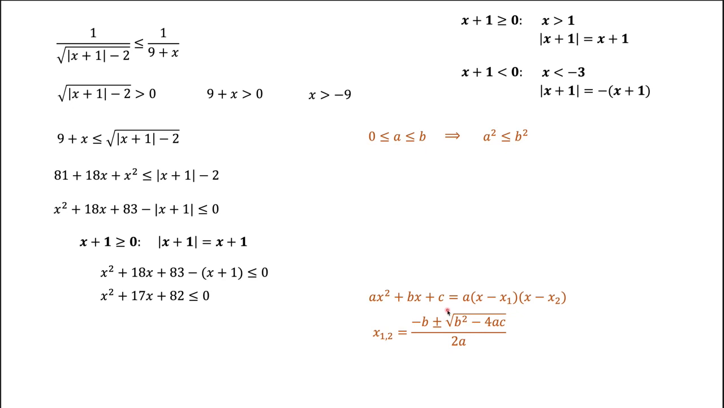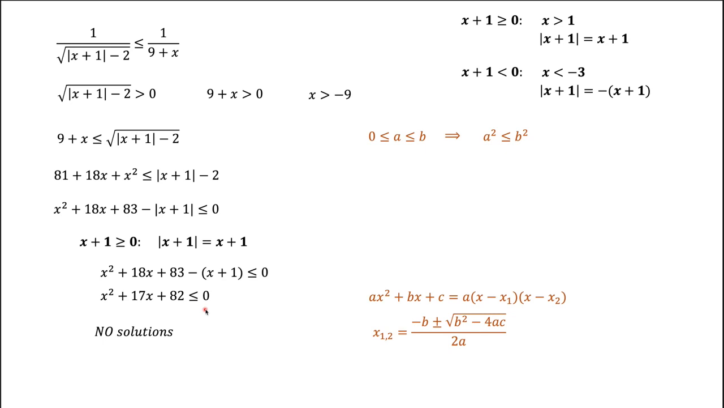Now, to figure out which one is true, we need to look at the coefficient in front of x squared. If that coefficient is positive, the whole thing is positive. If that thing here is negative, the whole thing is negative. As we see, the coefficient in front of x squared is 1, it's positive. It means that for any x, this quadratic function is positive, which means this inequality has no solutions.